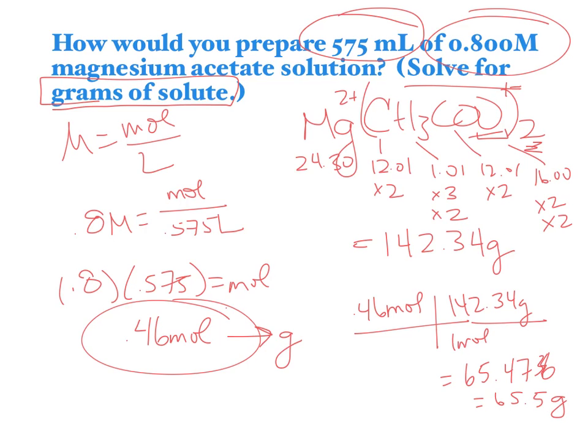So when I'm saying how would I prepare, you're always going to solve for final amounts of grams. So what I would need to do to solve this is put 65.5 grams in enough water to make 575 milliliters of solution until it dissolved. And that's how you'd end up solving this particular problem.